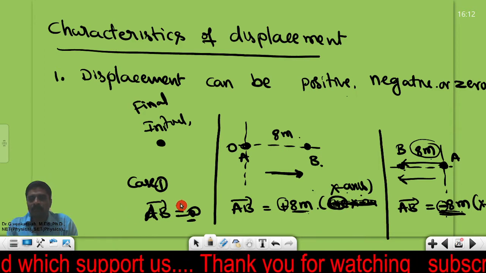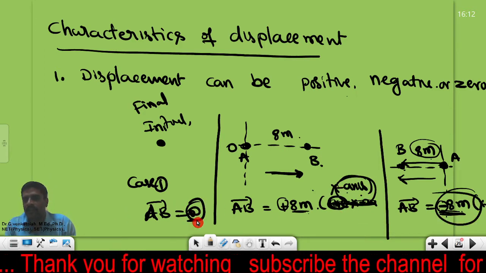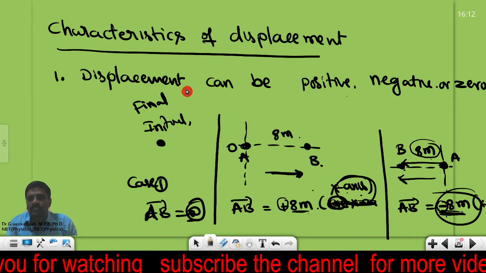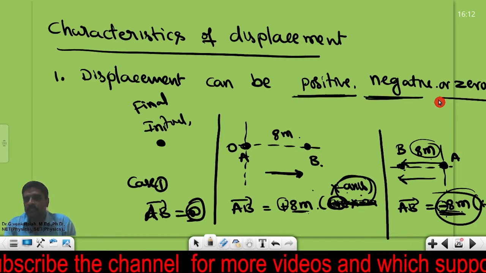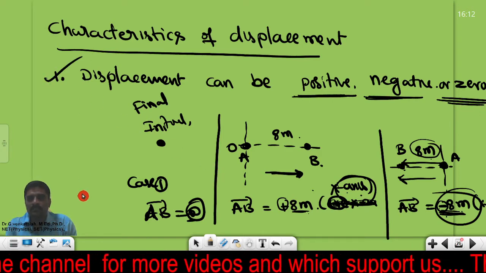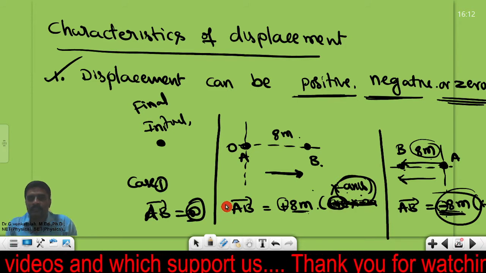That means the displacement may have a 0 value, positive value and negative value. So a displacement can have positive values, negative values and 0 values. This is the first characteristic of the displacement. Let me go to the second characteristic.